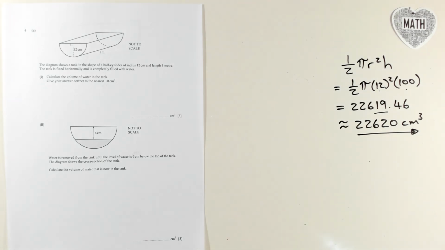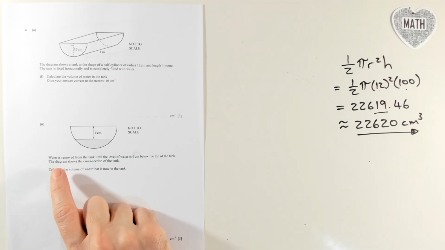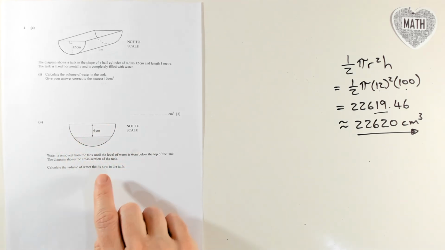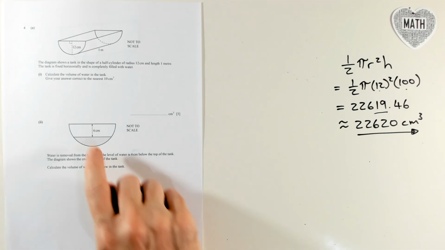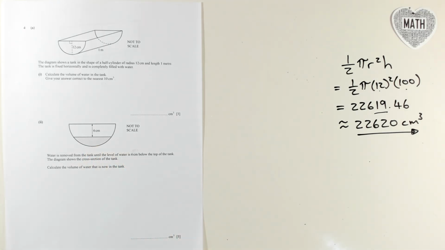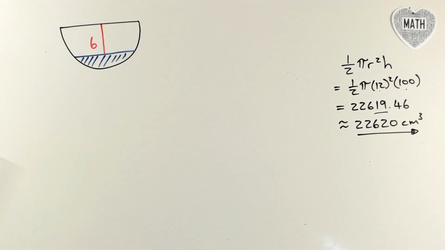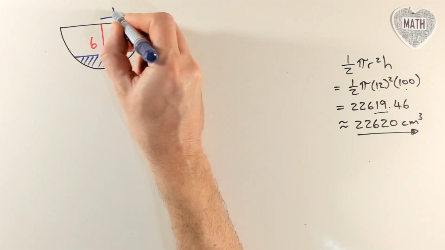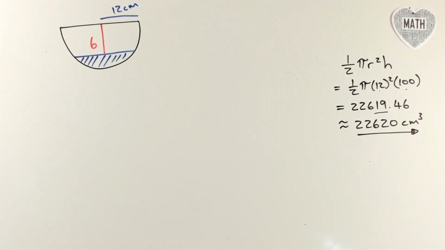So that's straightforward. The part that I want to get to is they're saying the water is removed from this tank. So it used to be a full tank, and the level of the water is 6 centimeters below the top of the tank. The diagram shows the cross section and we need to calculate the volume of the water in the tank. So the radius we can see was 12 centimeters. So let's say if I had that distance there, it would be 12 centimeters. I can see that it's 6 centimeters below.